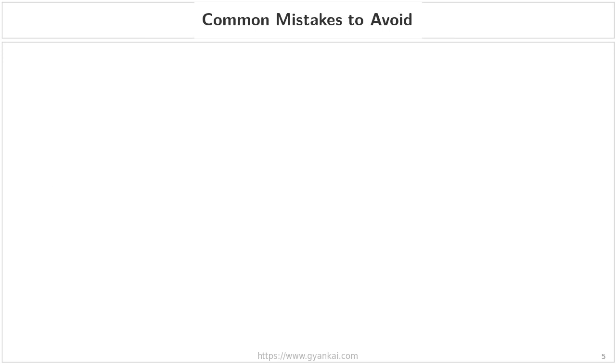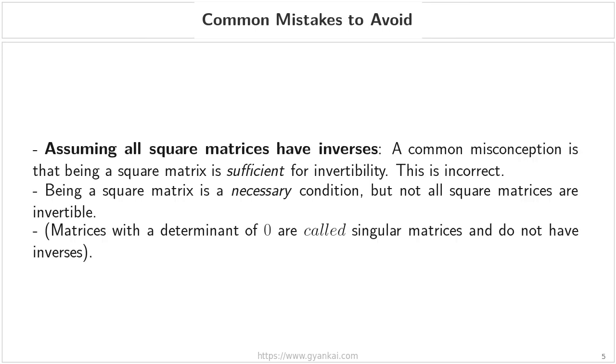Common mistakes to avoid. First, let's address the assumption that all square matrices have inverses. A very common mistake is believing that simply being a square matrix is sufficient for it to be invertible. This is incorrect. While we established earlier that a matrix must be square to even be considered for an inverse, making it a necessary condition, it is not a guarantee.